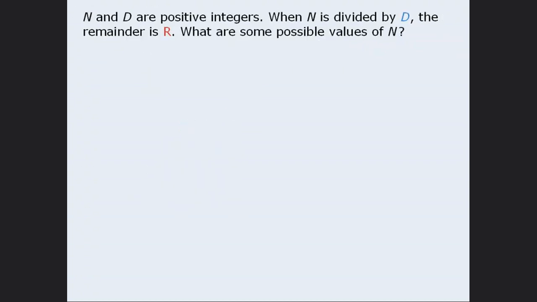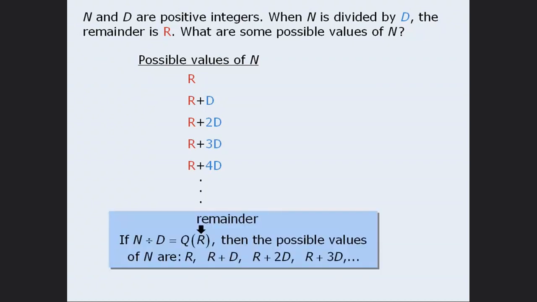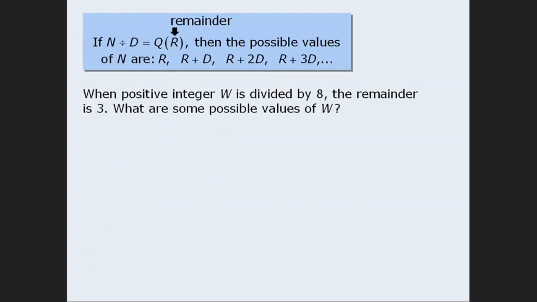Now, in general, if we're told that some number n divided by d yields a remainder of r, then the possible values of n will begin with the remainder r. The next possible value will be r plus the divisor d, then r plus 2d, then r plus 3d, and so on. So we now have a formula for listing possible values of a number if we're given information about the remainders and the divisors. Let's test out this rule with an example.